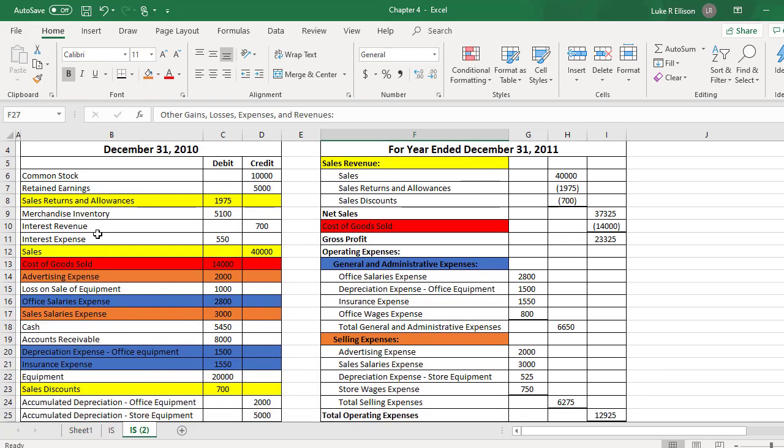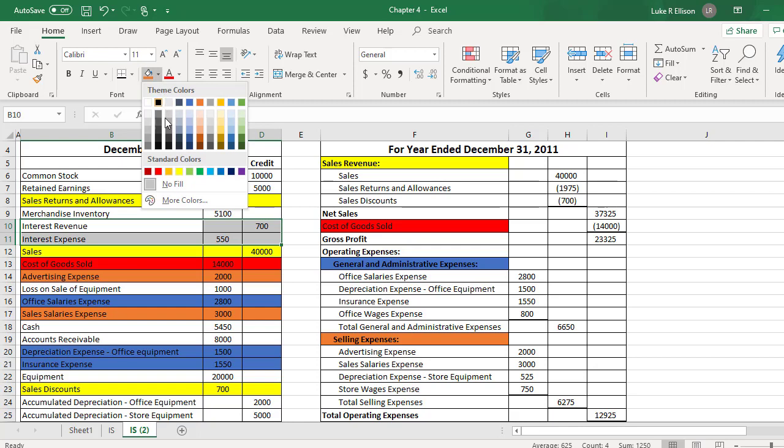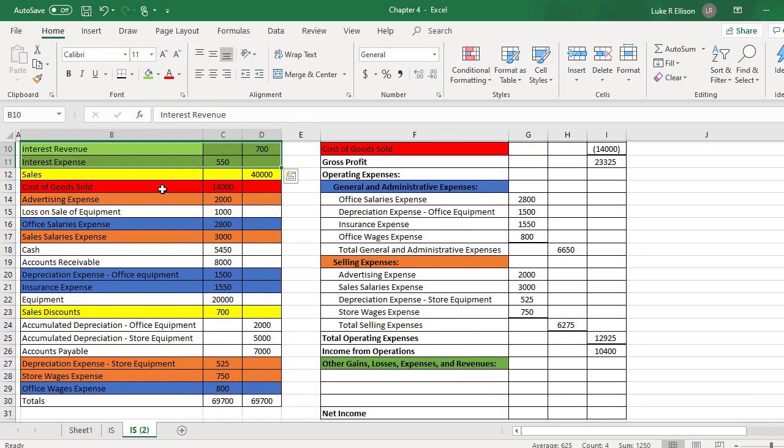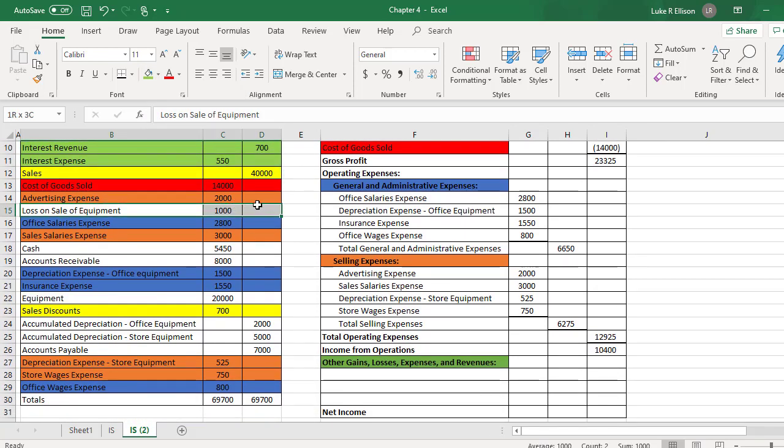But if we look closely here, we'll notice we have interest revenue and interest expense. So those are definitely going to be needed. And a little further down, we have loss on sale of equipment. And you should be able to verify that any of the remaining accounts are going to be balance sheet accounts, and therefore we don't need them on the income statement. So we can copy those down.